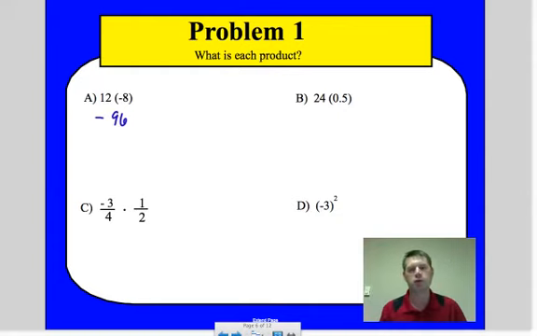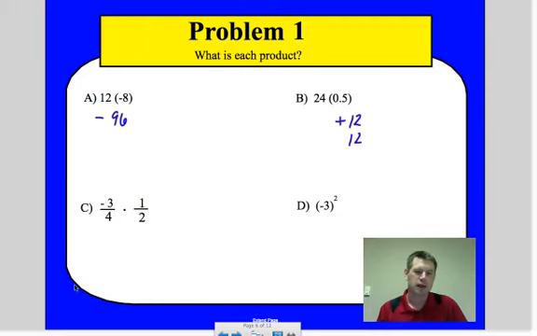Part B, we have 24 times 0.5. Now 0.5 is really 1/2, so you can think of it in that way as well. So what we're looking at here is 24 positive times 0.5, which is positive, which means our end result is positive. We're going to take 24 times 1/2, or cut it in half. It's going to give us 12. So positive 12, and you can just write 12. There's really no need to write the positive sign.